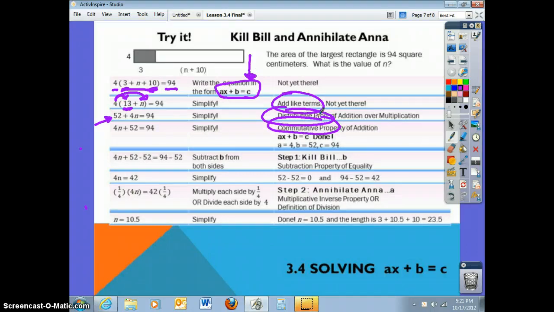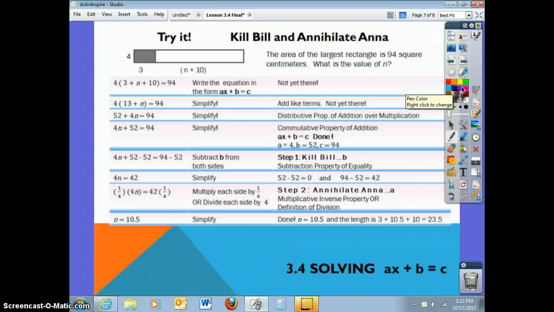Okay, so if we put this first, that's ax, 4n is ax, 52 is b, and 94 is c. So if we do that, we're in the right form. A is 4, B is 52, C is 94. Now we're ready to kill Bill and annihilate Anna. Okay? All right. So we got to get rid of B.